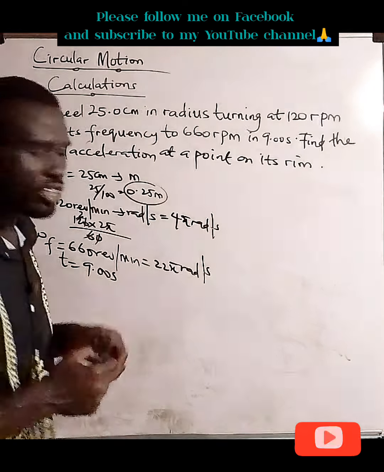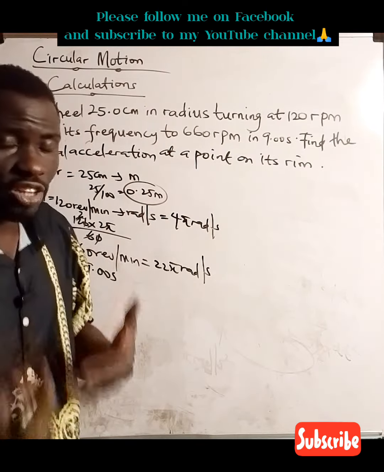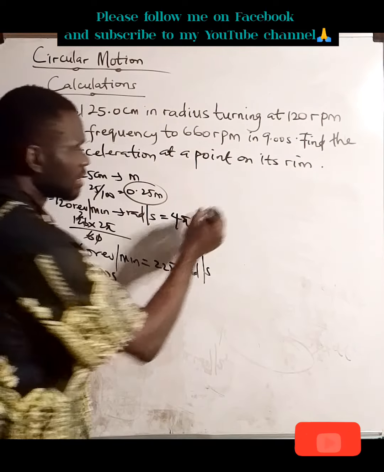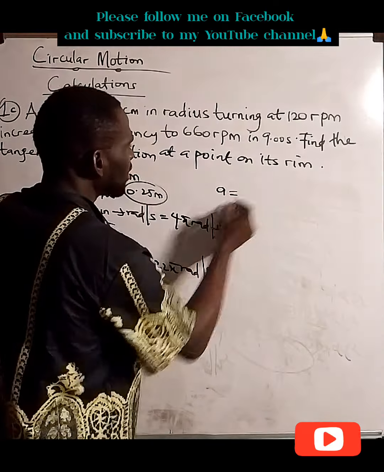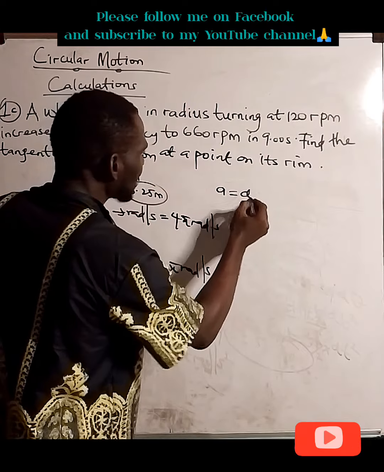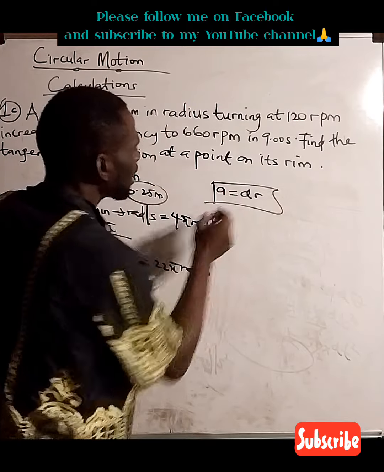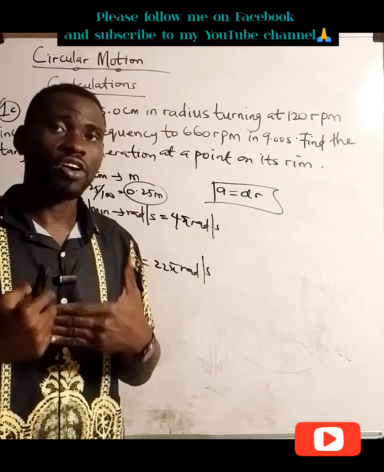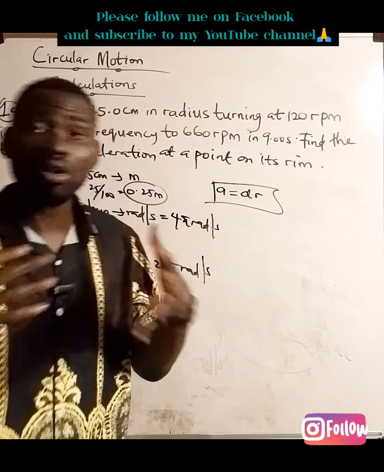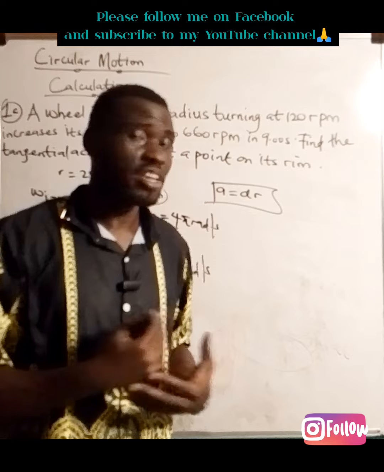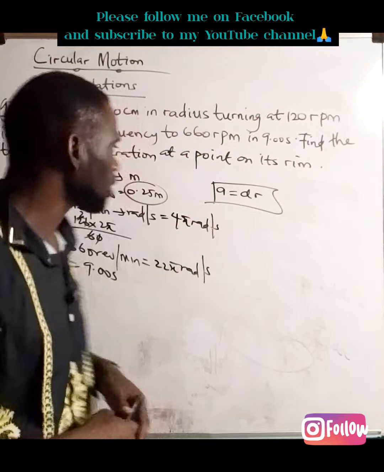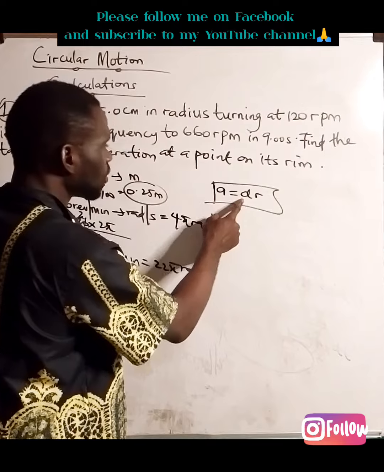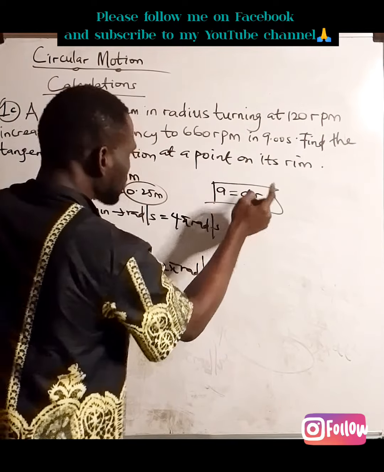Now, what's the formula for tangential acceleration? Don't forget that tangential acceleration is what we call the linear acceleration. We derived the formula for that already. Tangential acceleration is equal to angular acceleration times radius. That's why, if you have not seen the previous lessons on the derivations of all the formulas on circular motion, there's no way you will understand what we're taking 100%.